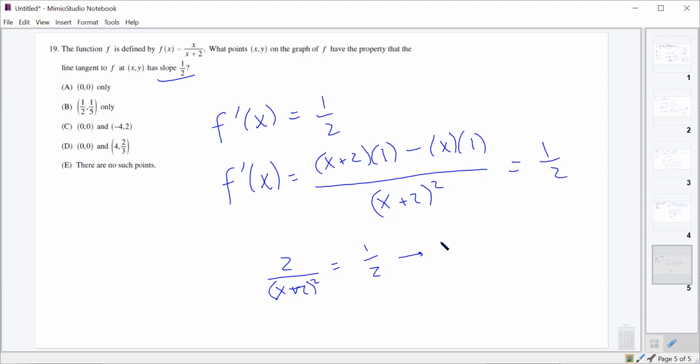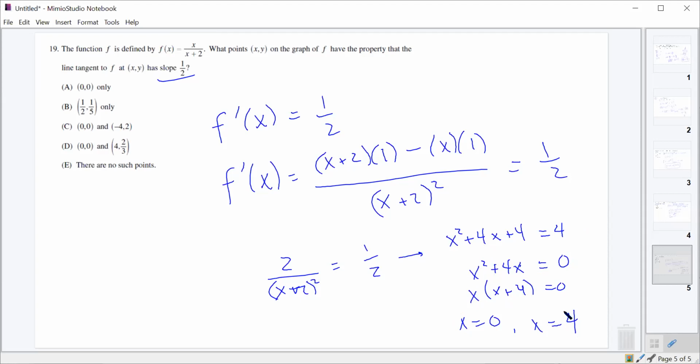I'm going to cross multiply. Now I'm going to distribute this out also. x squared plus 4x plus 4, when I multiply that over there and distribute it out, equals 4. Then we'll subtract the 4 to get x squared plus 4x equals 0. We'll factor out the x to get x times x plus 4, and see that that happens when x is 0 and when x is -4.